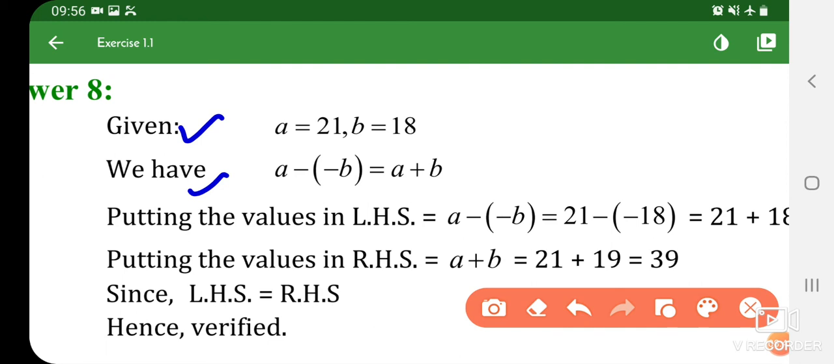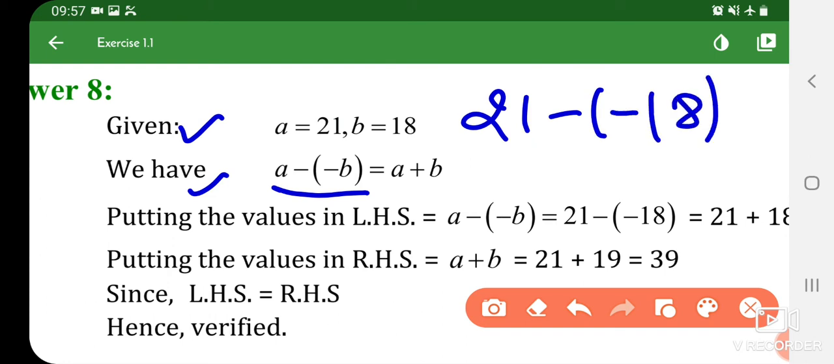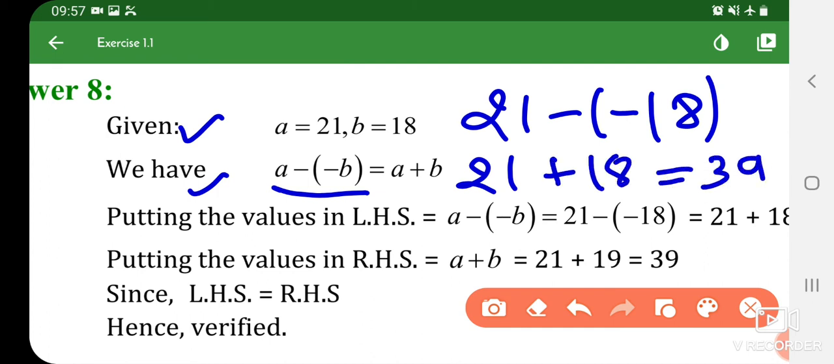So we take the LHS: A minus (minus B) is equal to A plus B. Putting the values in the LHS, this one is the LHS. So 21, this minus and minus 18. Okay, so 21 as it is, and minus and minus are plus 18. 21 and 18 is 39.